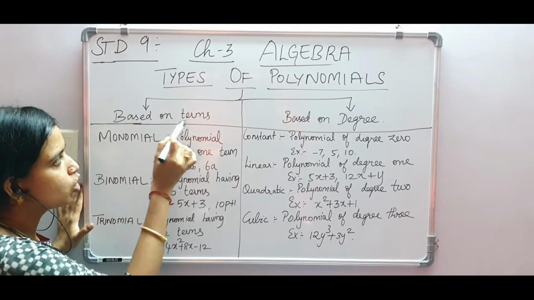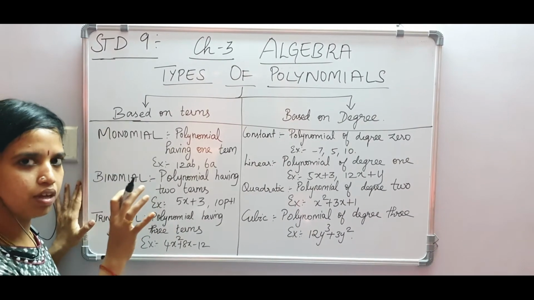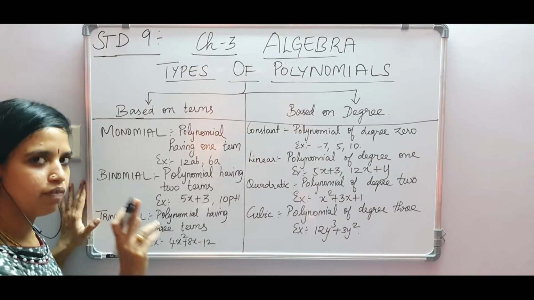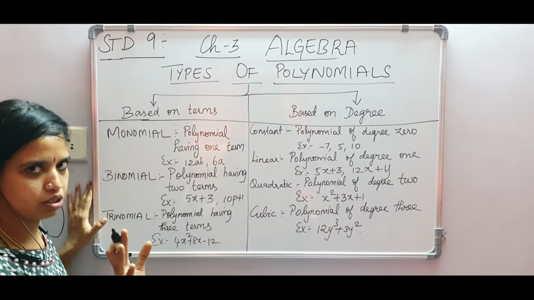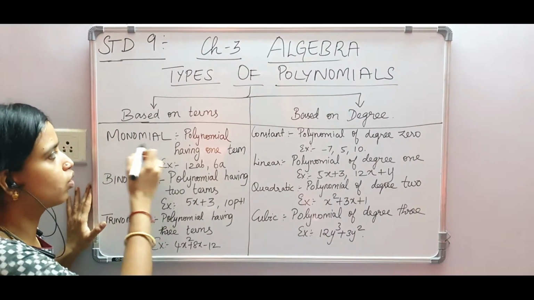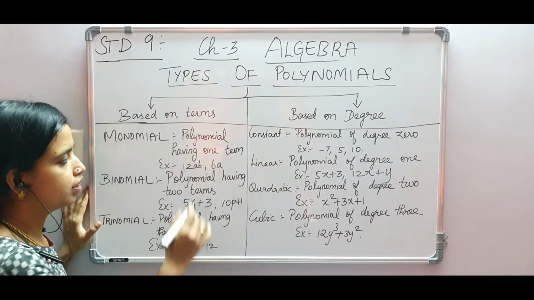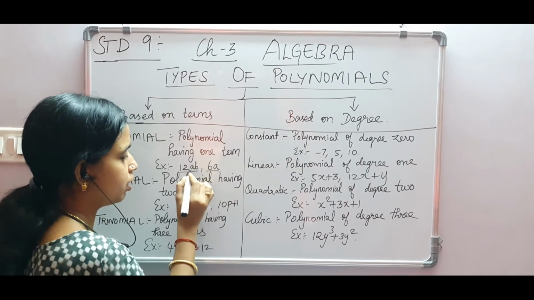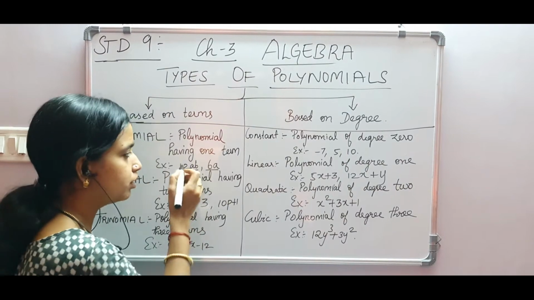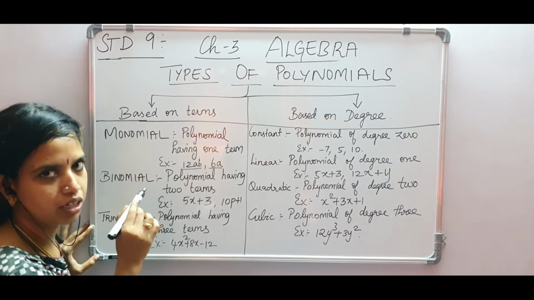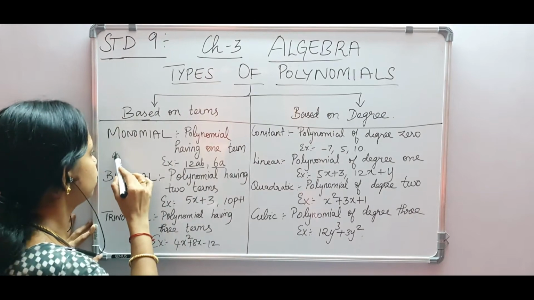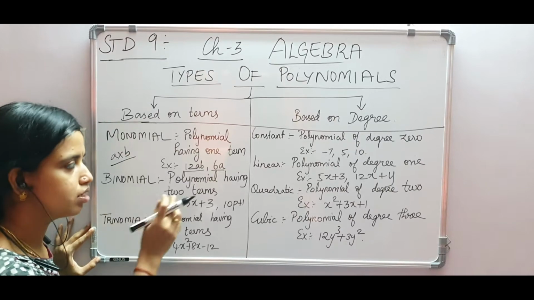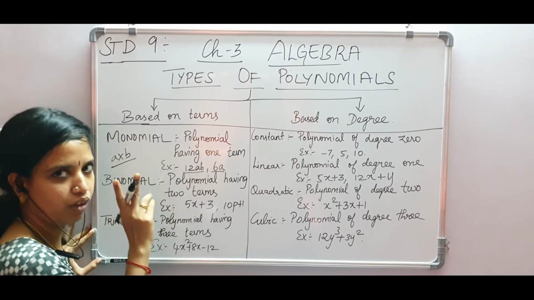The name itself is based on terms. Terms means in an algebraic expression we are having n number of terms. Suppose we are having only one term in an algebraic expression, then that type of polynomial is called a monomial polynomial. For example, see this example, 12ab, 6a. 12ab, even though we are having two variables, it's a single term. It's in multiplication. ab is nothing but a into b. So that is a single term. We have to consider this as a single term even though we are having two variables.